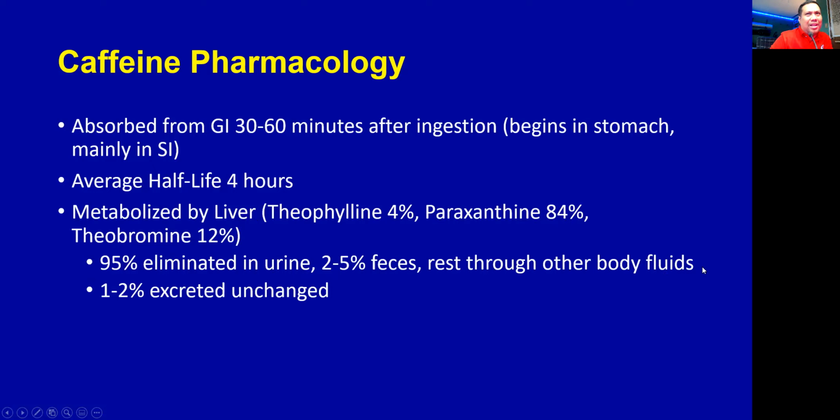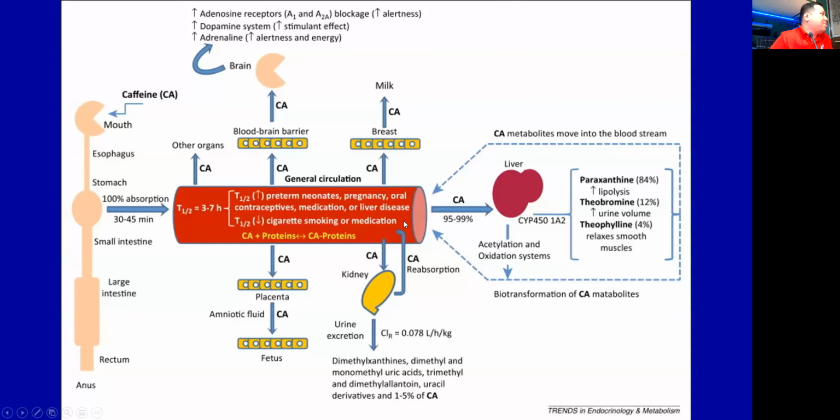So you sweat out coffee. If you drink too much coffee, you'll probably smell like coffee. Okay, so 2% is excreted unchanged. So here's a summary of that. We ingest it, it's absorbed in the stomach and the small intestine. Okay. It could go to the brain. It binds mostly to our adenosine receptors. Caffeine binds to our adenosine receptors. Other receptors are affected as well, but almost all of it binds to adenosine receptors.